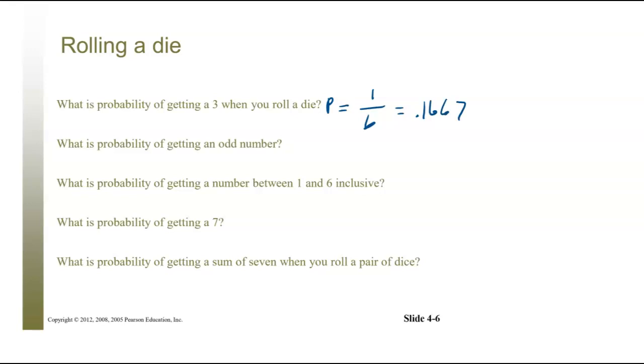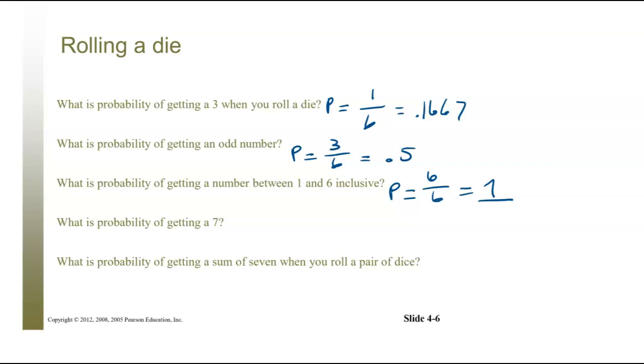How about the probability of getting an odd number? We have 1, 3, 5 on a die that are odd, so that means there are 3 out of our total 6. That would make sense. You have a 50% chance of getting an odd number when you roll a die. What about the probability of a number between 1 and 6, inclusive, meaning including 1 and 6 itself? Isn't that every possible outcome that exists? There are 6 numbers out of the 6, and our probability is simply equal to 1.